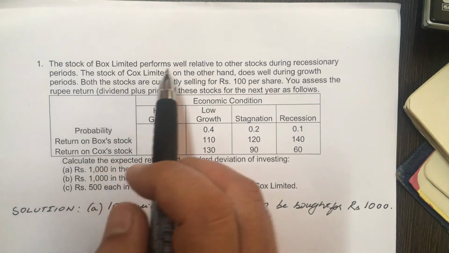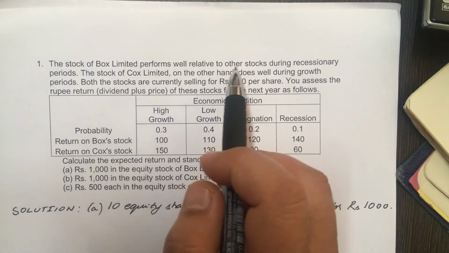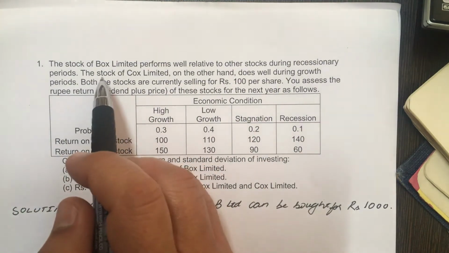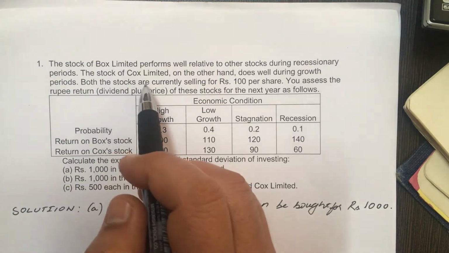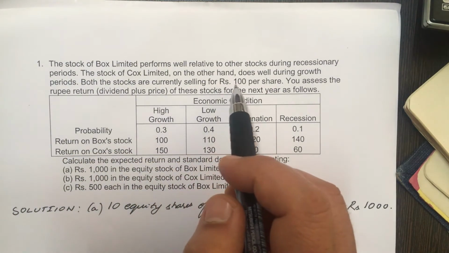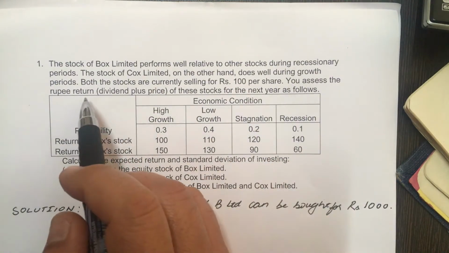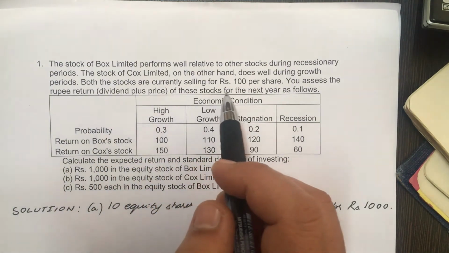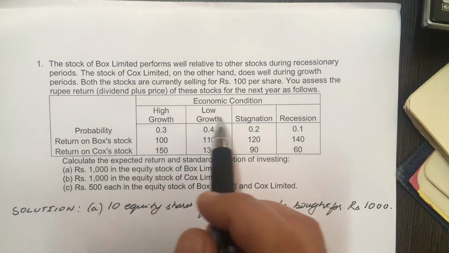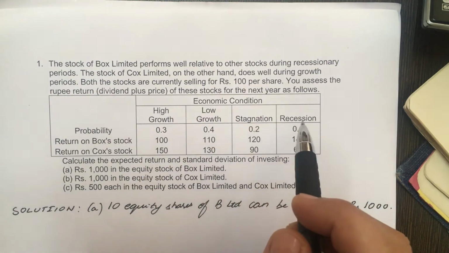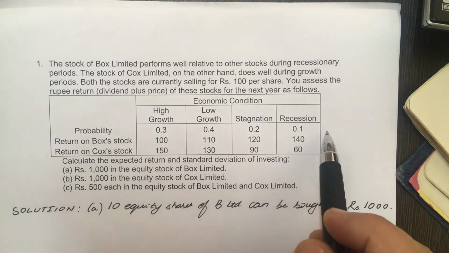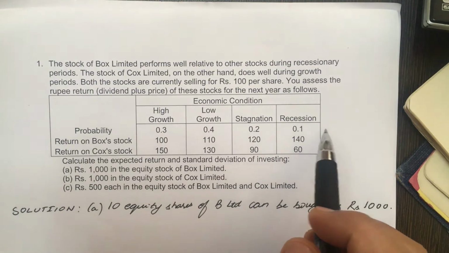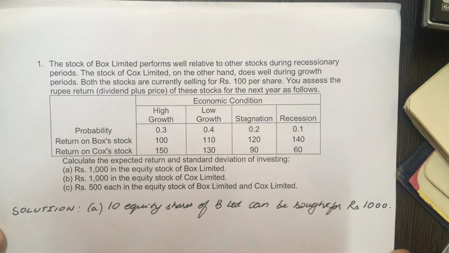The stock of Box Limited performs well relative to other stocks during recessionary periods. The stock of Cox Limited, on the other hand, does well during growth periods. Both the stocks are currently selling for rupees 100 per share. You assess the rupee return, dividend plus price, of these stocks for the next year as follows. So you have four economic conditions: high growth, low growth, stagnation, recession. And the probability is also given: 0.3, 0.4, 0.2, 0.1. And if you add all these individual probabilities, it will be equal to 1. Remember, the sum of all individual probabilities has to be equal to 1.